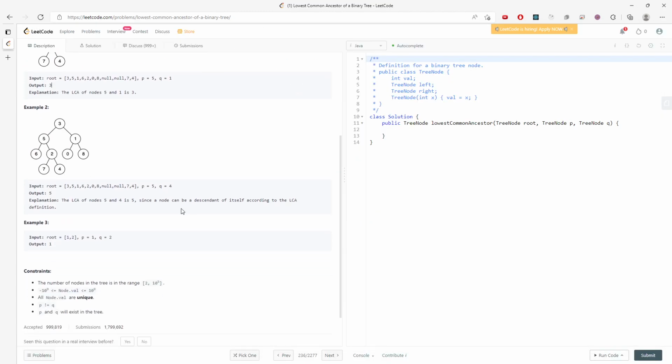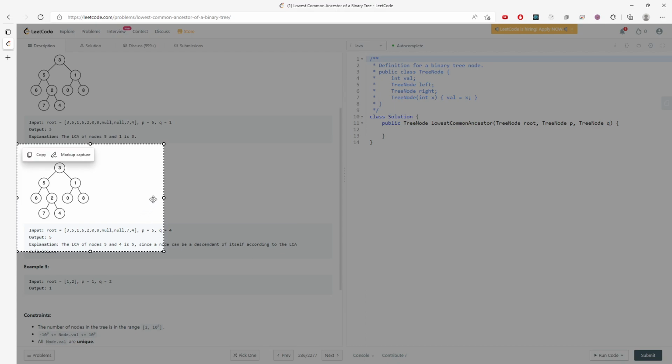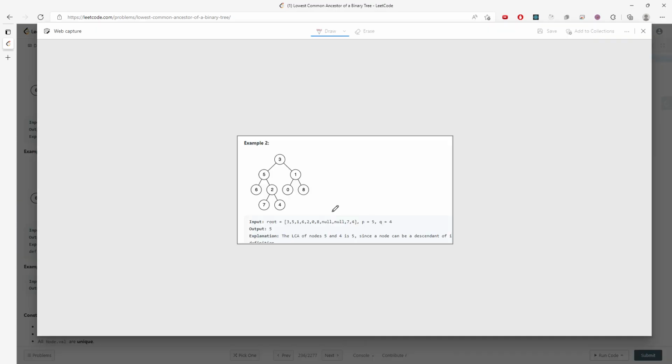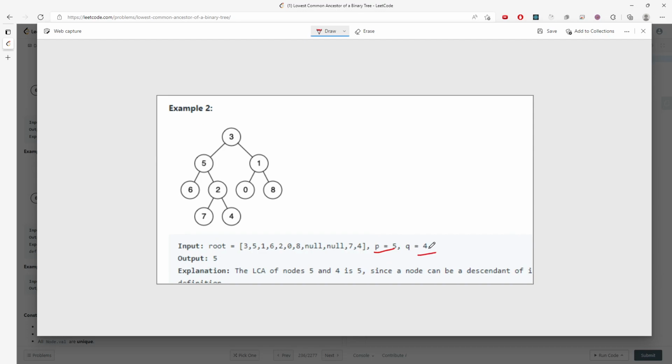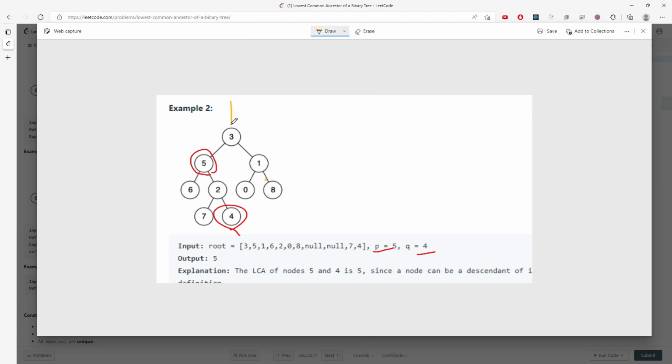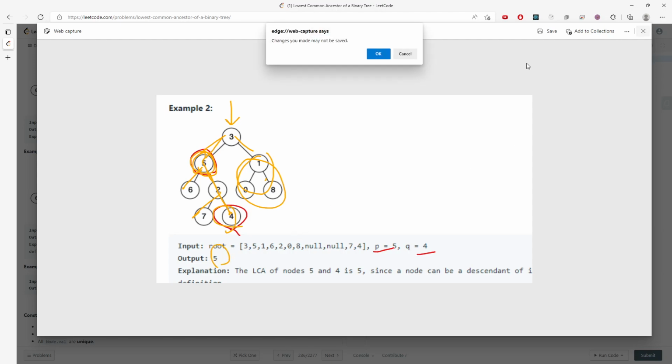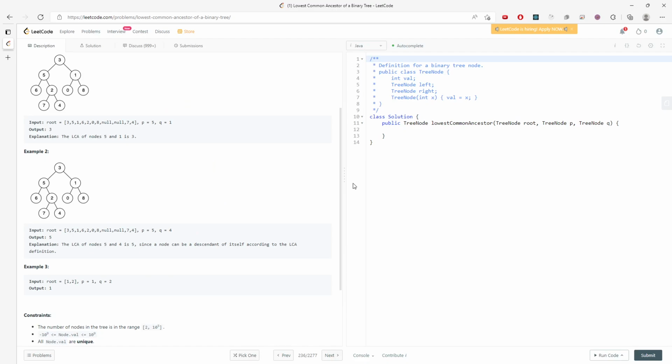Again, just for example, P and Q are 5 and 4. The root is 3, so you traverse the left and the right to see if you have it or not. Then you traverse on the left, and 5, you do have it, but how about the 4? You traverse the left and right, and now you find it. What is the lowest ancestor? It's 5 itself, so you return 5.